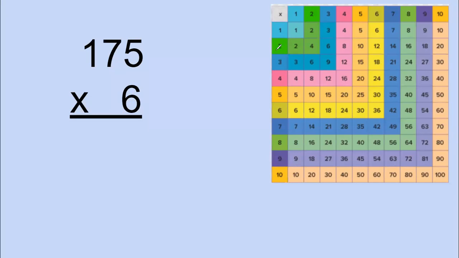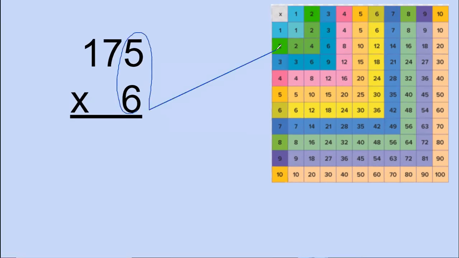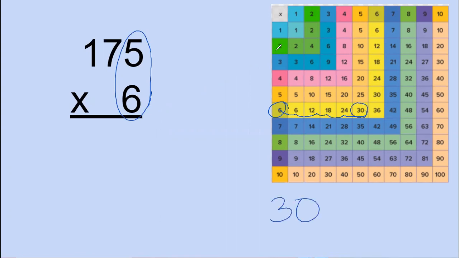So same concept, 6 times 175. I'm gonna start with multiplying my 6 times my 5, okay? 6 times 5. Find my factor of 6, and I'm going to count over 5. 1, 2, 3, 4, 5. I landed on the number 30. I need to regroup 30 because I have a 0 in my 1s and a 3 in my 10s. 2 digits, I need to regroup.